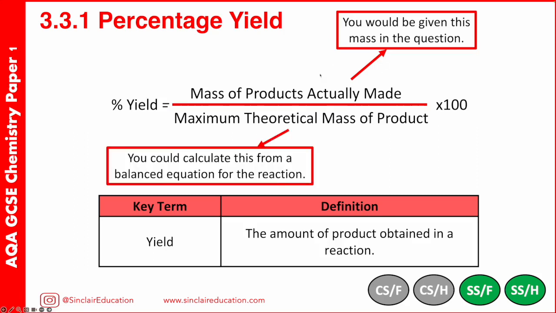So you should be given, if they want you to calculate the percentage yield, that they'll have to tell you. But you could, using your equation of moles equals mass divided by RFM, in theory calculate the yield that you should have got. So that you may be asked to calculate yourself.